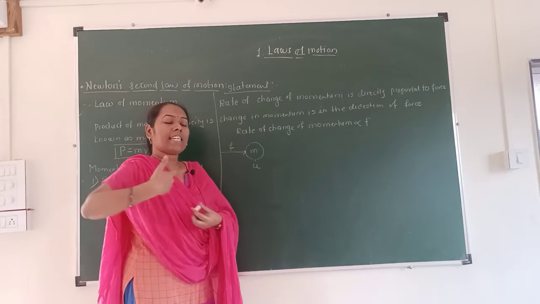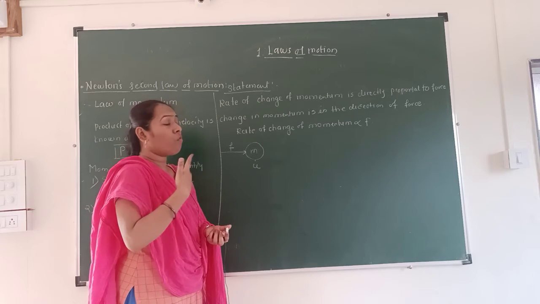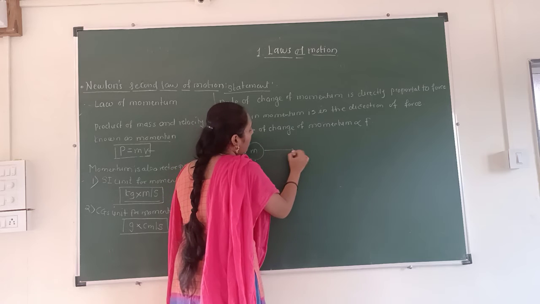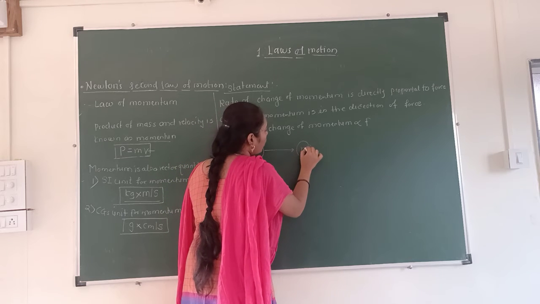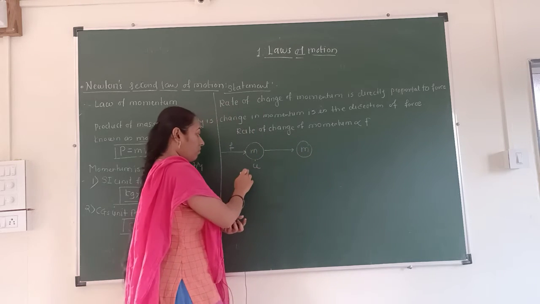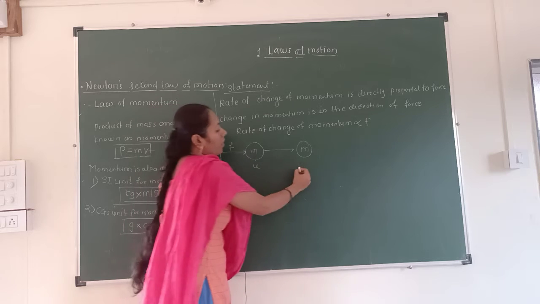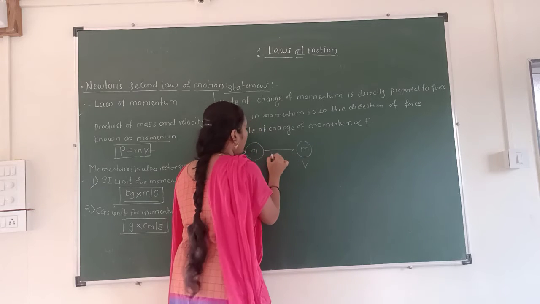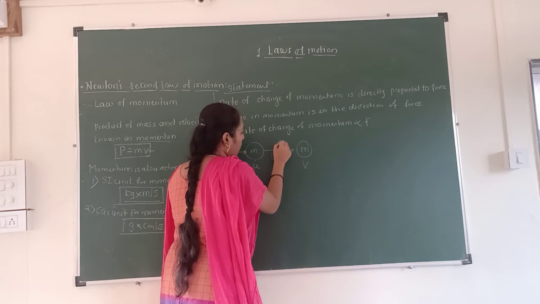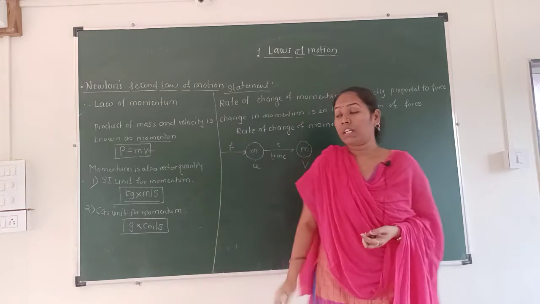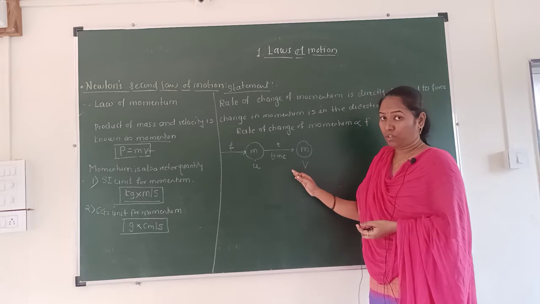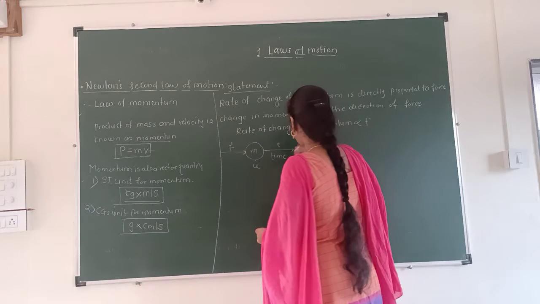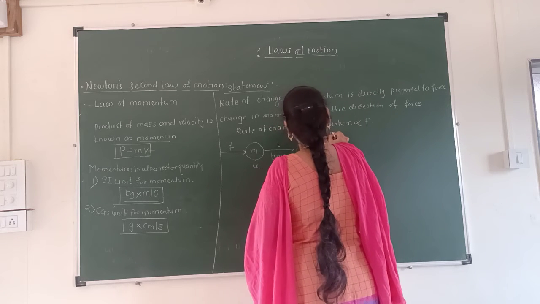When we apply an external force on that object, what change will occur here? The change in the velocity of that particular object. The velocity changes to v in a particular time period t. Okay, understood? This is the momentum. Then what will be the initial momentum, based on this equation?